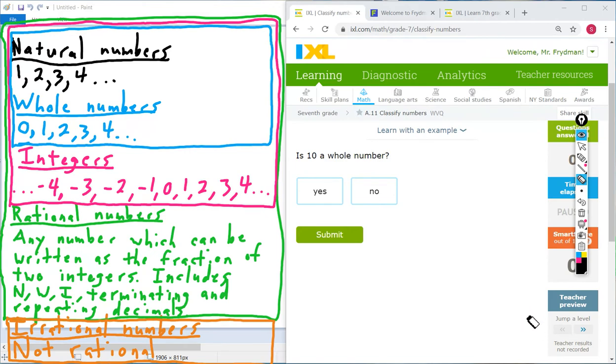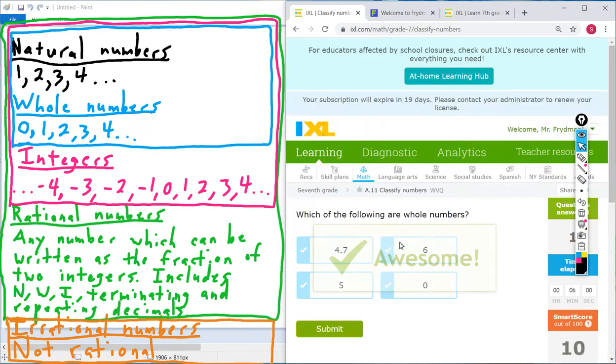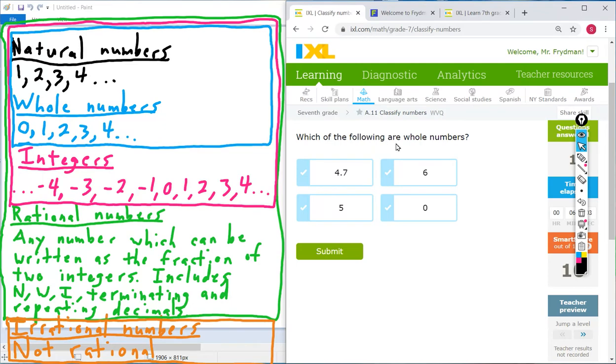They actually start out pretty simple. Is 10 a whole number? Well, the whole numbers are 0, 1, 2, 3, 4, 5, 6, 7. If I were to keep counting, then yeah, I would get to 10. So 10 is a whole number. So let's click yes there. Which of the following are whole numbers? Okay, again, let's remember the whole numbers are 0, 1, 2, 3, 4, 5, and so on. So 6 is a whole number, 0 is a whole number, 5 is a whole number, 4.7, no. We don't want any non-zero digits after the decimal point. This would not be a whole number.